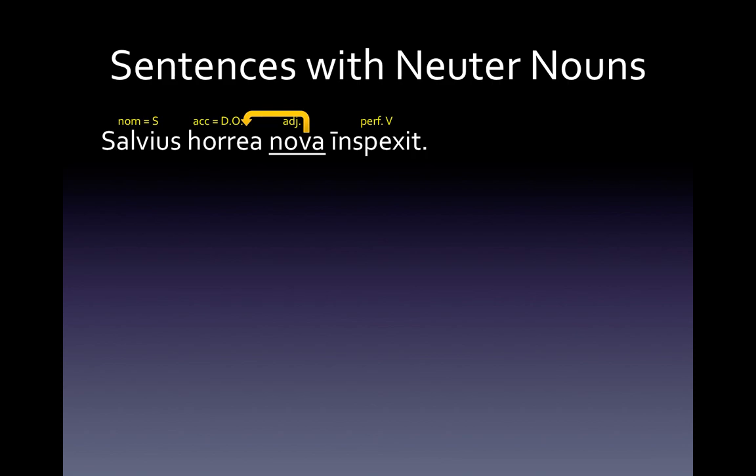Also, if we were going to try to make horea our neuter nominative plural and therefore our subject, it would have to match the verb. But our verb here is singular, so it has to have a singular subject. So Salvius inspected the new barns.